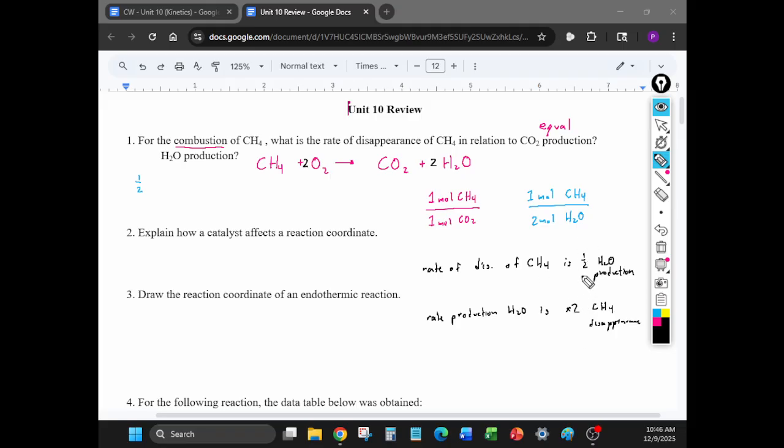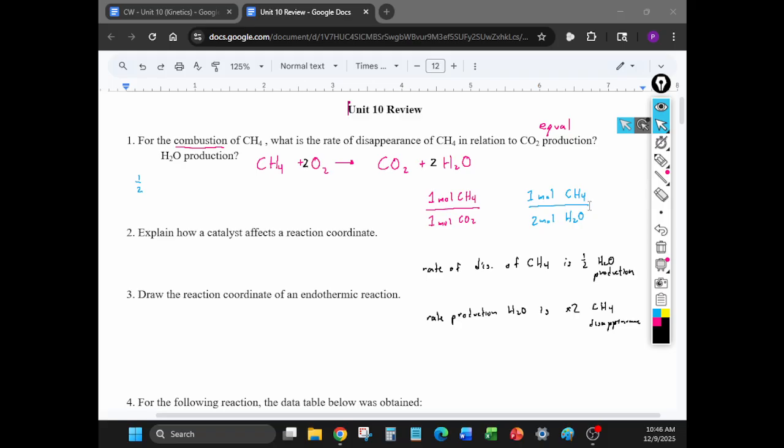to get the correct relationship. Yeah. So if you were to switch what it has as the rate of production of H2O exactly like that, yes, it'll be rate of production of H2O in relation to disappearance of CH4. Yeah, it's just wording, semantics, pretty annoying, but yeah, it does matter.